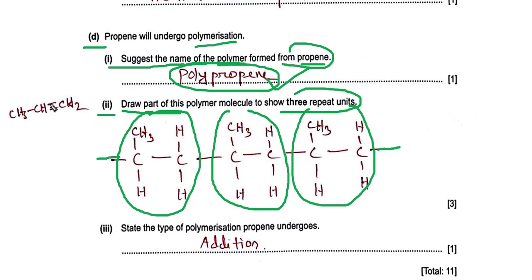This is the propene, so this double bond breaks down. This carbon contains 2 hydrogens, 1 above and 1 below, and the left carbon contains 1 hydrogen below and 1 methyl group above. This bond opens and this bond opens. These 3 repeat units will be added.